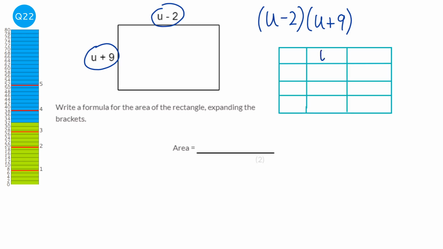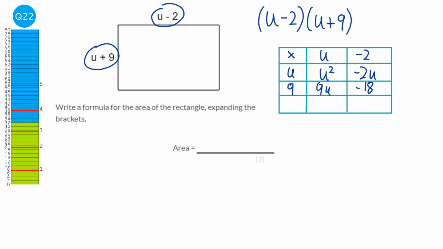And so we've got u minus 2, and we're multiplying it by u plus 9. So we've got u times u, which is u squared, u times minus 2, which is minus 2u, 9 times u, which is 9u, and 9 times minus 2, which is minus 18.